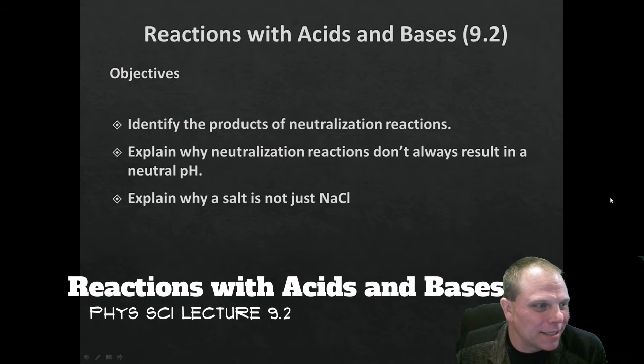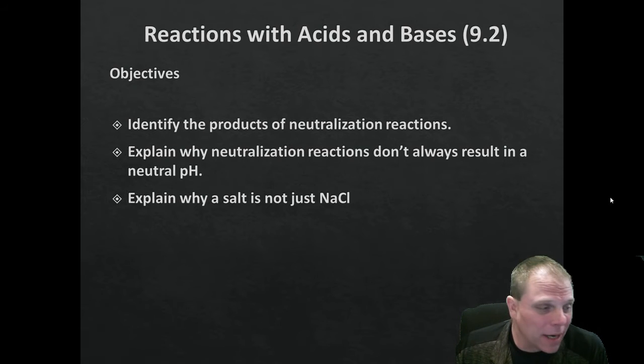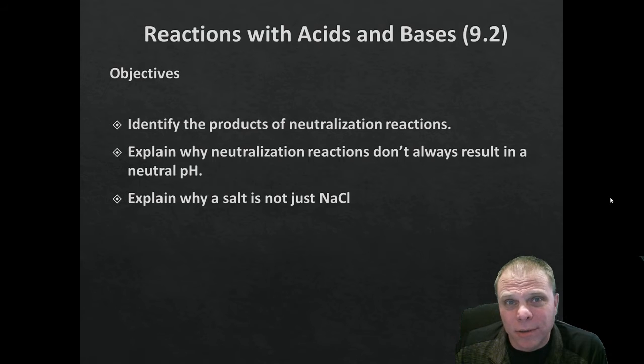All right, this is section 9.2, and it's about the reaction that acids and bases undergo as they interact with each other. So you're going to identify the products of a neutralization reaction. That's the kind of reaction that we call the interaction between an acid and a base. And then we're going to explain why neutralization reactions don't result in a neutral pH.